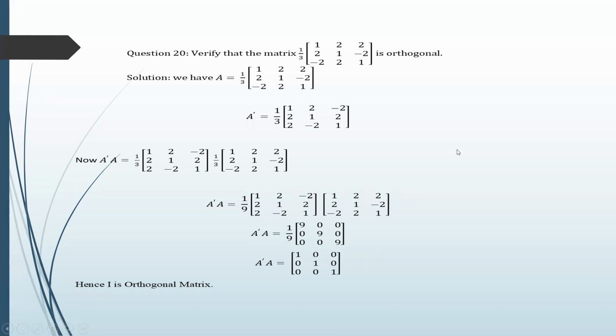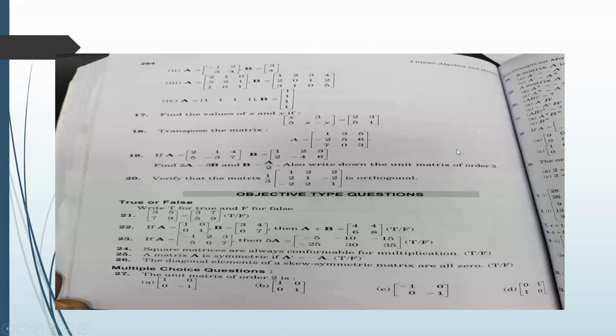Now we go for objective type questions. So question number 21 is 3 5 7 9 and 3 7 5 9. True or false? Are all these matrices equal? No, this 5 is not equal to 7. This 7 is not equal to 5. So this is false. Is that clear?